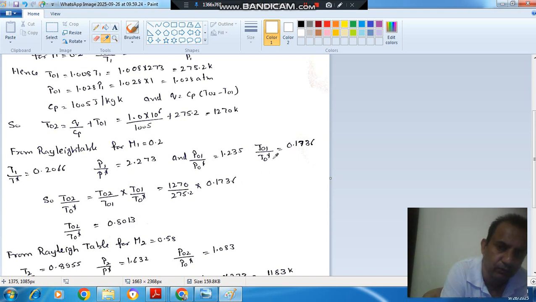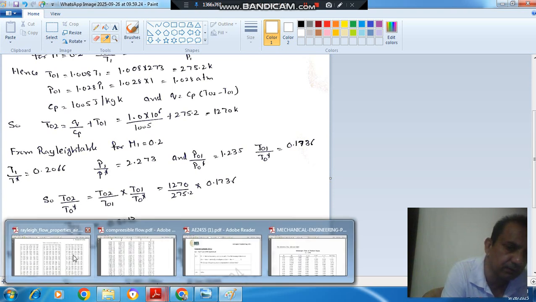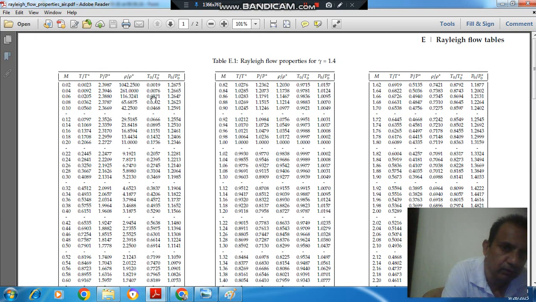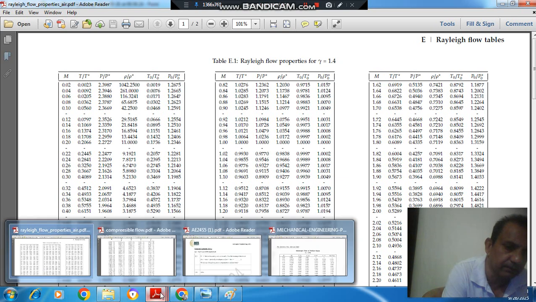So as here T naught 1 by T naught star is there, and that is corresponding to Mach number 0.2. So now we have T naught 2 by T naught star, and that will tell the Mach number in the Rayleigh table. So now T naught 2 by T naught star can be seen from the Rayleigh table. This is T naught by T naught star, that is 0.8. So this is very close to it. 0.7965 is very close to 0.8. So the Mach number is 0.58, and other properties are also there corresponding to that T naught 2 by T naught star. We can note down these properties from the Rayleigh table.